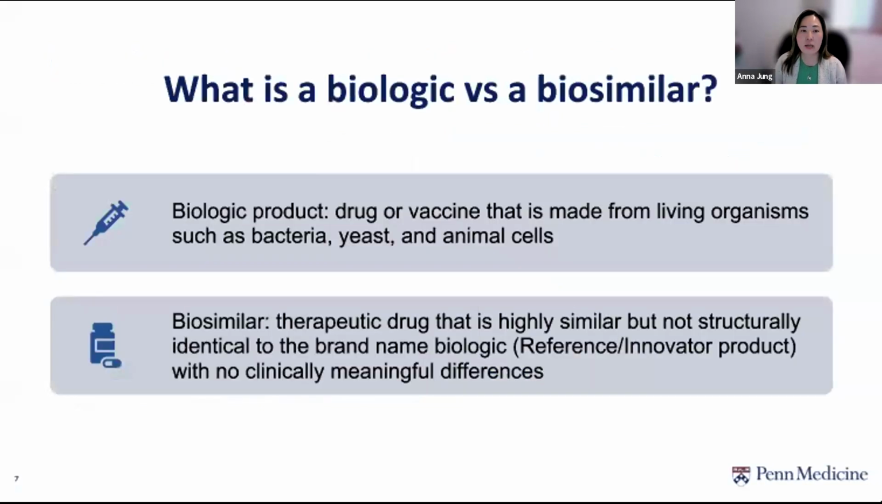So next we'll talk about the difference between a biologic versus a biosimilar. A biologic is a drug or vaccine that's made from living cells using advanced technology. A biosimilar is also a biologic medication that is a close copy, but not an identical copy of the biologic. And this is due to the nature of the biologic drug, as it is impossible to create an identical copy.